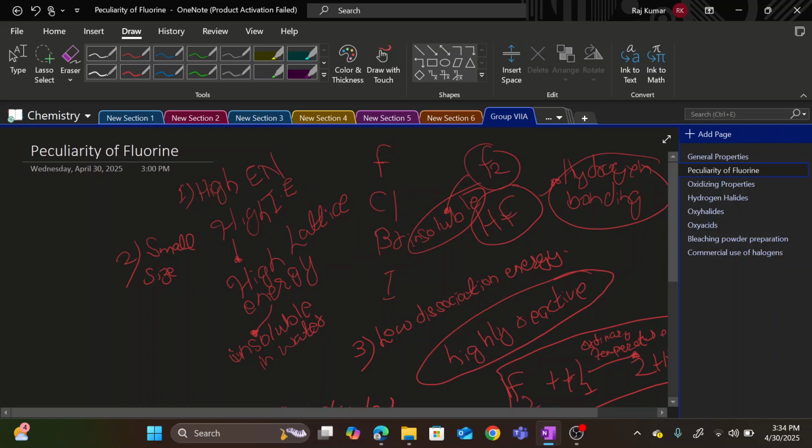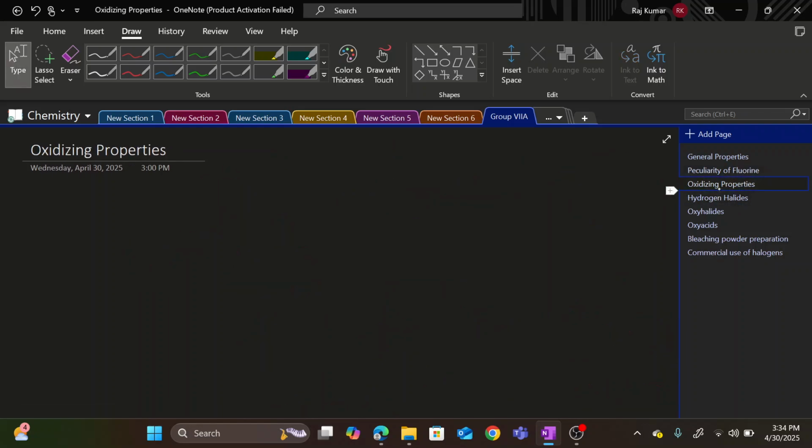So these are certain common characteristics. Now let's just move on to its oxidizing properties. That is, how fluorine, chlorine, bromine, iodine can be used as oxidizing agents, as well as can be used as reducing agents.